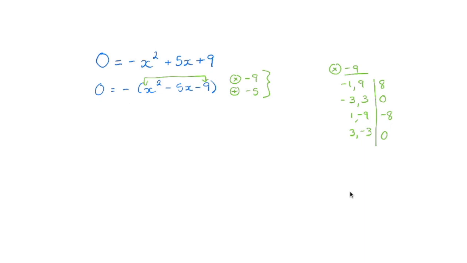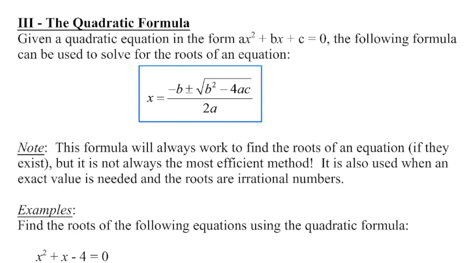Sometimes, especially if you have something with irrational roots, you're going to have to go about getting those roots another way, and that's where the quadratic formula comes into play. This is the quadratic formula in all its beauty. People love using the quadratic formula because it's always going to work. No matter what kind of a question you have, if there are x-intercepts, you can get them using the quadratic formula. It is not, as you can see, the most efficient way of getting those x-intercepts.